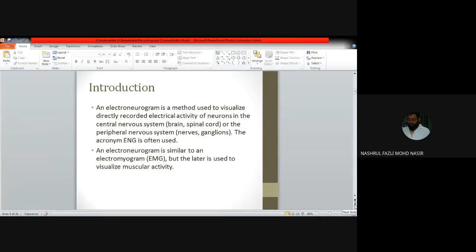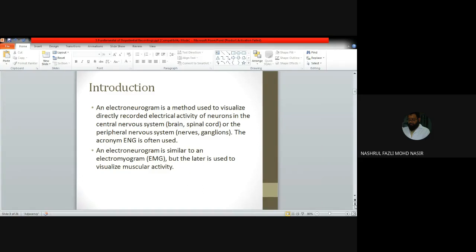ENG is a method used to visualize directly recorded electrical activity of neurons in the CNS, central nervous system, brain, spinal cord, or the peripheral nervous system. So we use the acronym ENG, it's easier for us to understand. Electroneurogram is quite lengthy.